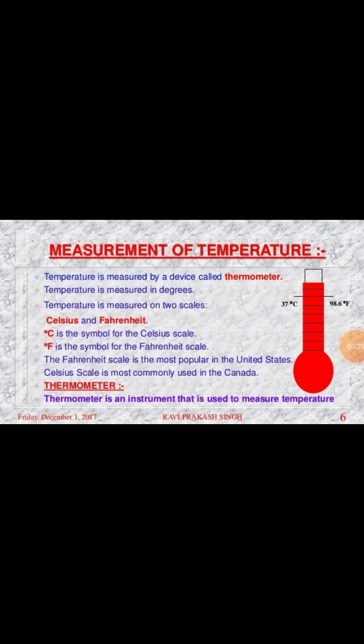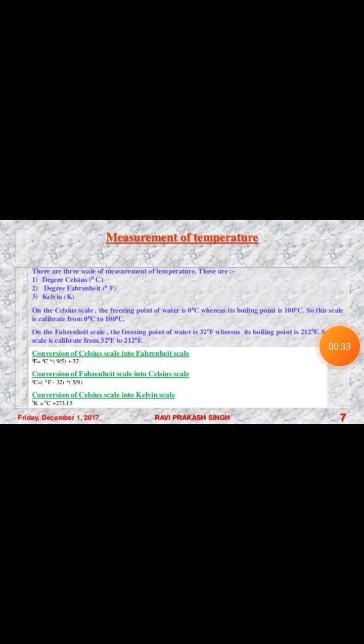Here, temperature is measured. So how do you display it? The measurement of temperature has three different types of scales: one is Celsius, another is Fahrenheit, and the third is Kelvin. In the Celsius scale, 0 degrees Celsius is the freezing point and 100 degrees Celsius is the boiling point. So this scale is calibrated from 0 degrees Celsius to 100 degrees Celsius.